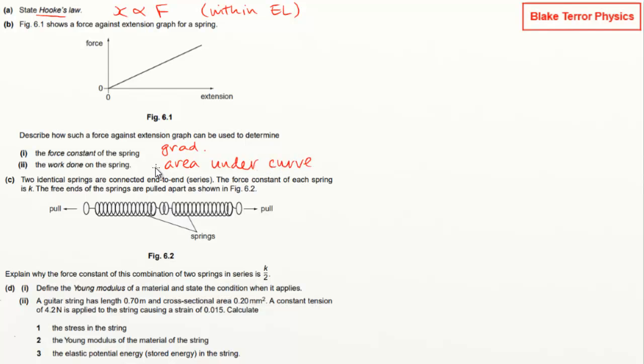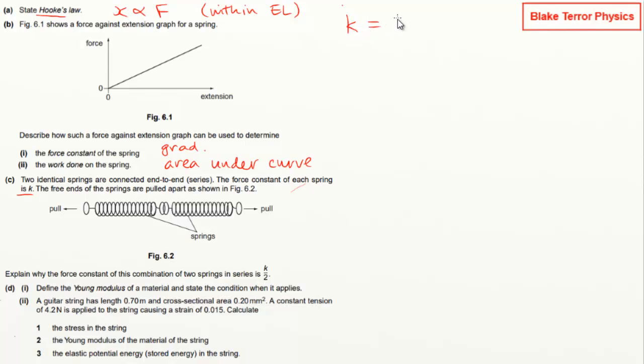Then two identical springs connected together in series. Force constant of each spring is K. The ends of the springs are pulled apart as shown, right? So we're pulling them apart. Explain why the force constant of the combination is K over 2. Sometimes people know what they want to do with this, but have trouble explaining what's going on.